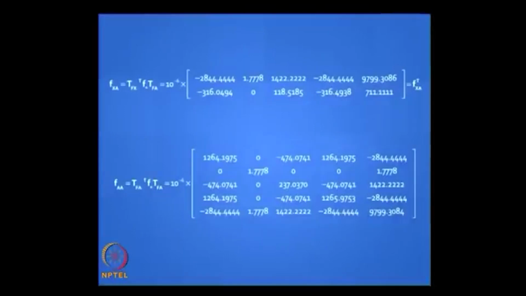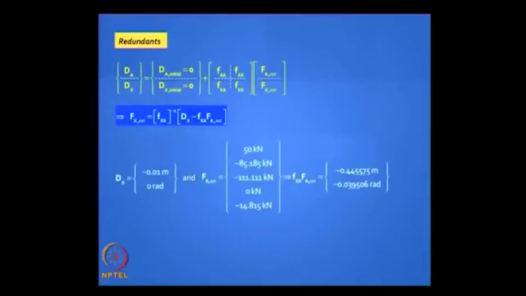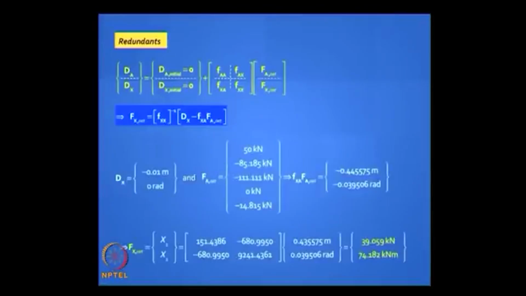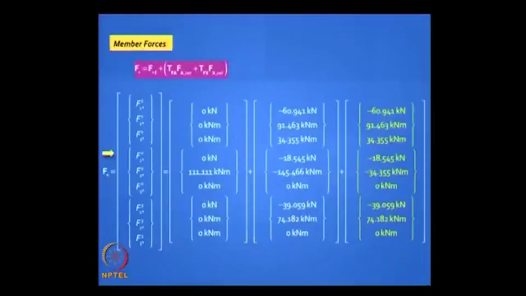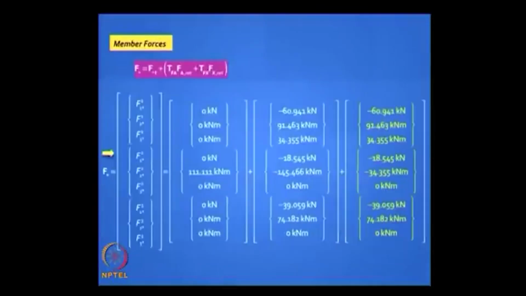Similarly, you can generate Fxa and Fxat, all this can be done through matrix operations. Now you find the redundants by solving that second equation. You do not have any temperature effects or constructional errors, so you do not have any initial forces here. You plug in those values and you finally get the Fx net. Okay, so you get x1 and x2 in the last step. X1 and x2 are 39 kilonewton and 74.18 kilonewton.